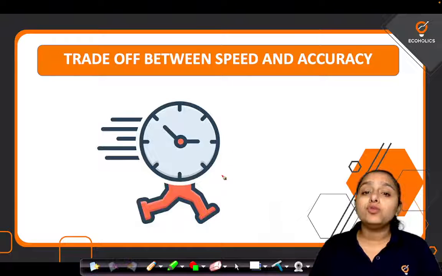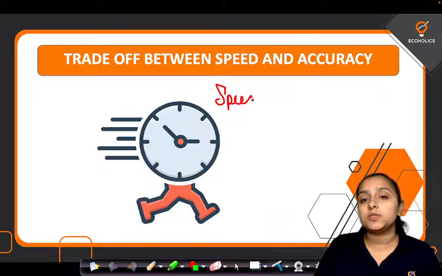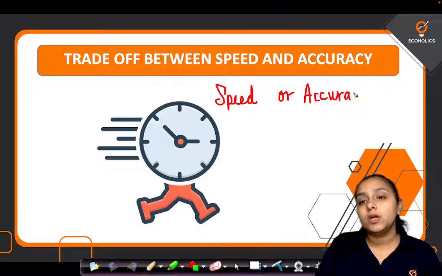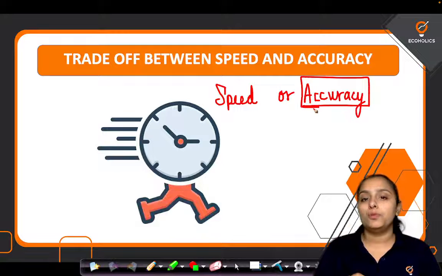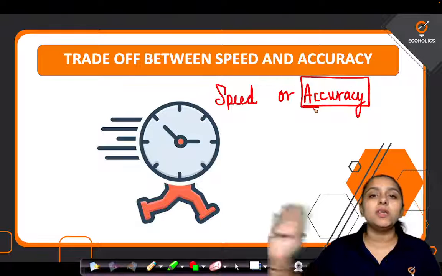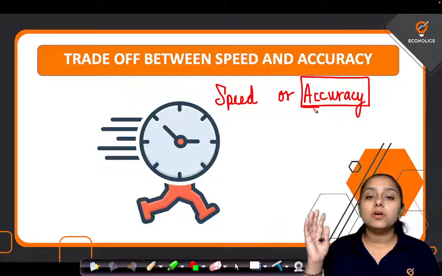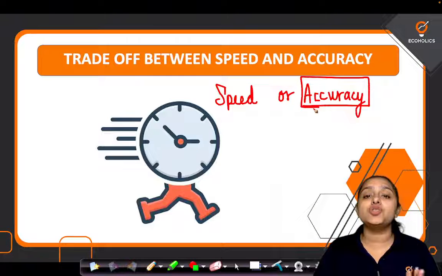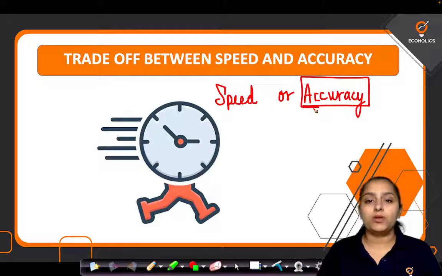So what do you have to choose? Ultimately, what do you have to choose? Will you choose speed or accuracy? What shall you choose? Accuracy is the one thing with which you should go. I'm not asking you to neglect speed. I'm not asking you to ignore the time. No, you definitely have to give your attention to the time which is running, but not at the cost of accuracy.